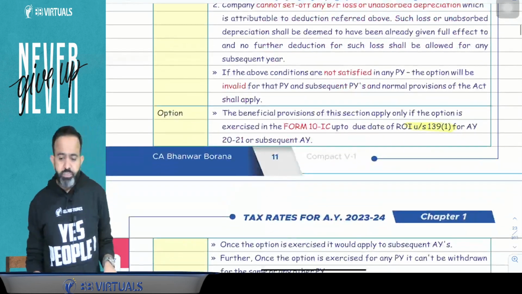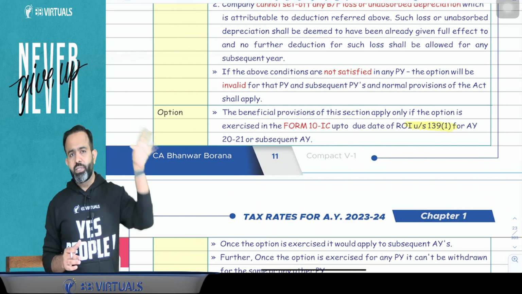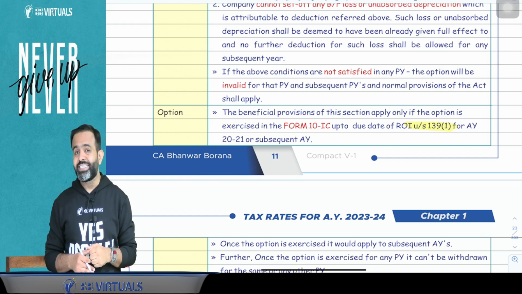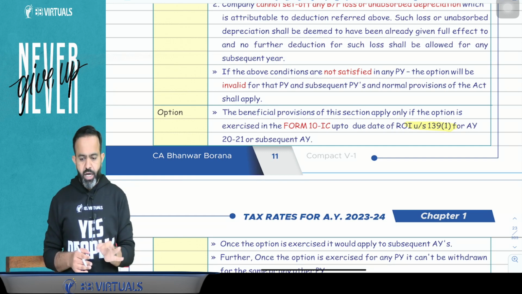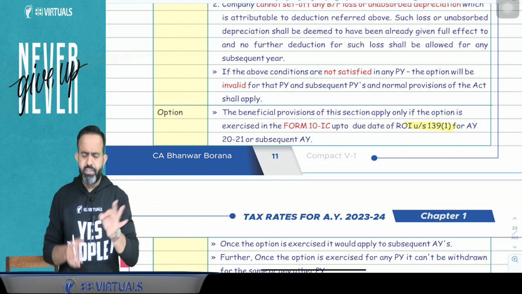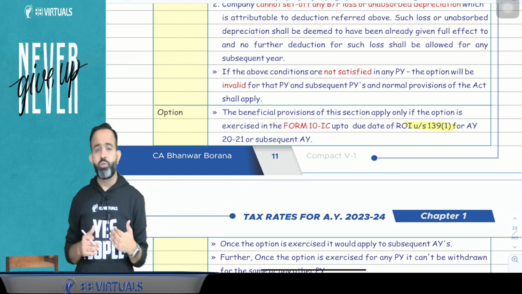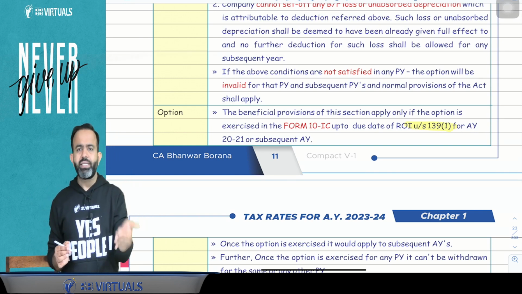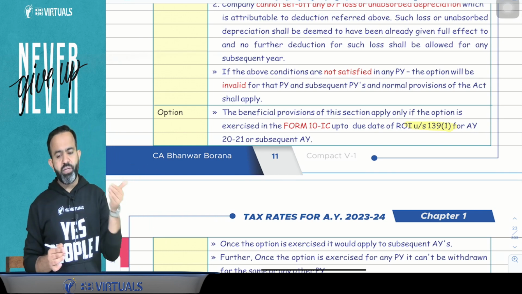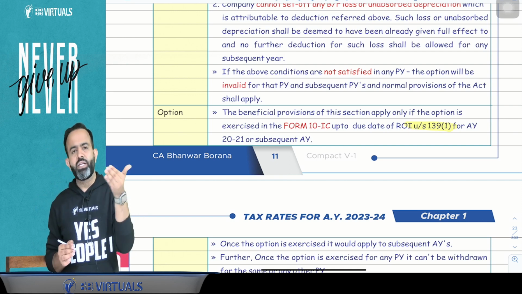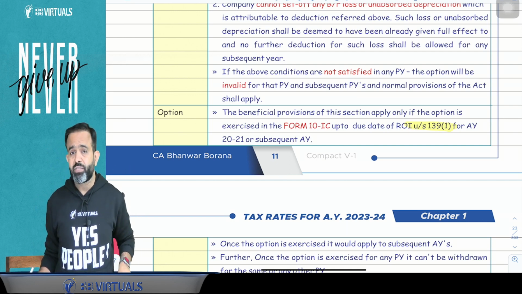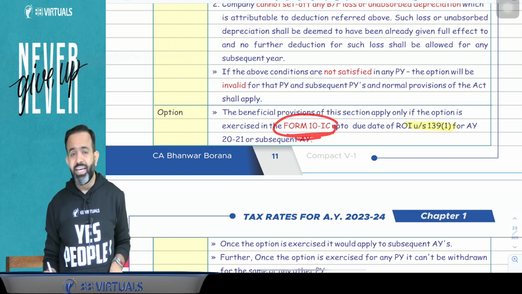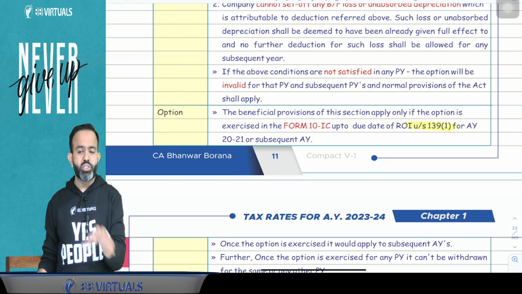One more point: if the company wants to opt for this beneficial section, then the company has to file a form, that is Form number 10IC, up to the due date of return filing of any year. For example, suppose our company was incorporated in 2006 and wants to opt for this section in the previous year 22-23. Then whatever the due date of return filing for previous year 22-23, normally in the case of a company the due date is 31st October of the assessment year. So till 31st October of the assessment year, the company has to file Form 10IC, and the company can opt for this section. You got my point or not?